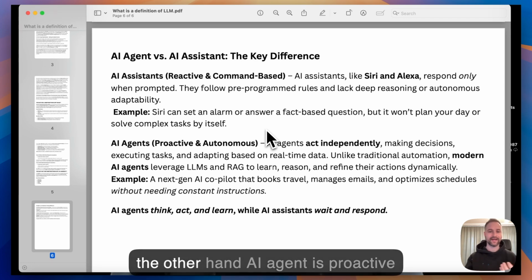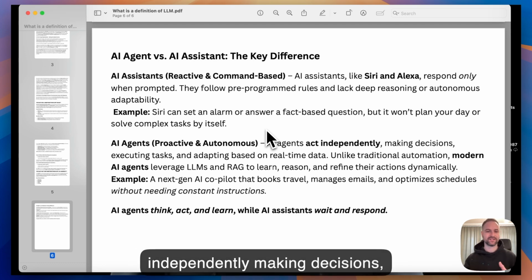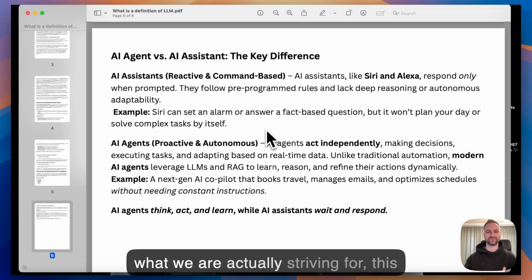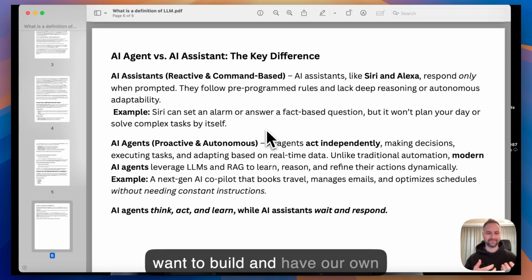On the other hand, an AI agent is proactive and autonomous. AI agents can act independently, making decisions, executing tasks, and adapting based on real-time data. Unlike traditional automation, modern AI agents leverage LLMs and RAG to learn, reason, and refine their actions dynamically. And this is what we are striving for. This is what the AI revolution is about. This is what we all want to build: our own agents for our own tasks.